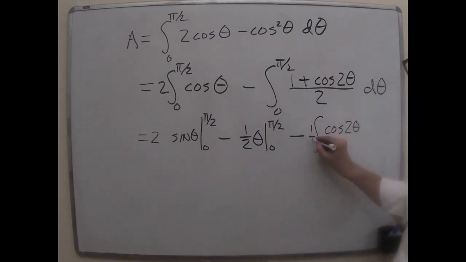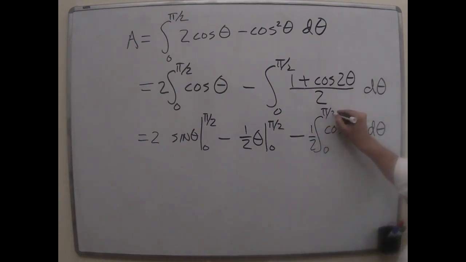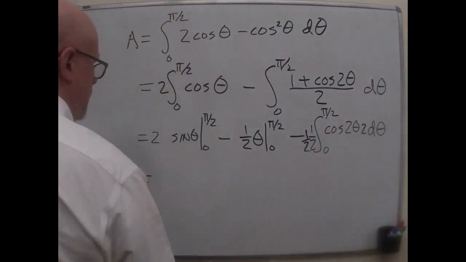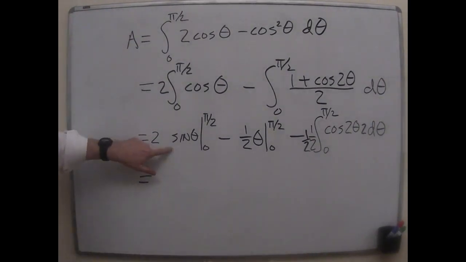Let me take the over 2 out of here. D theta. Again, that's 0 to pi over 2. Well, we're almost there. We just need to do a u substitution. If u is 2 theta, du is 2 d theta. So I want a 2 out here, and that means another 1/2 out front. All right, so let's go ahead and evaluate these.